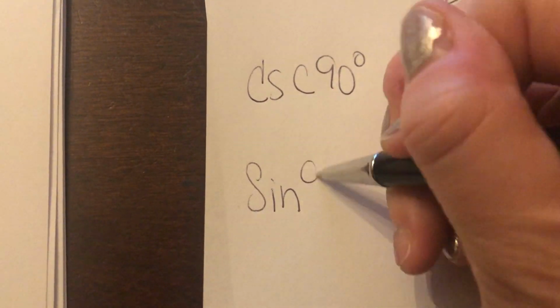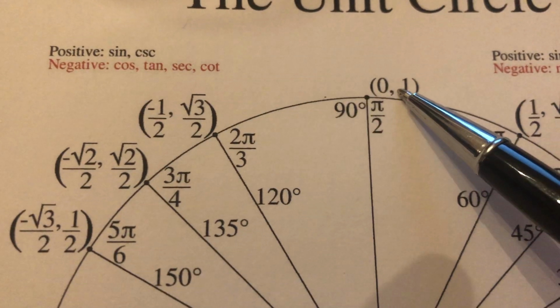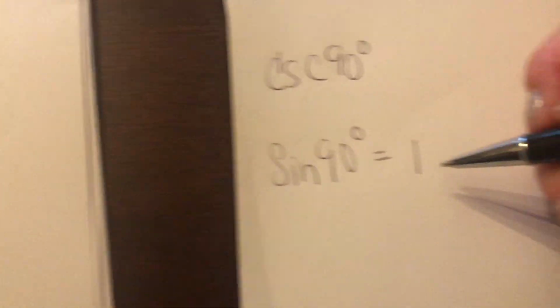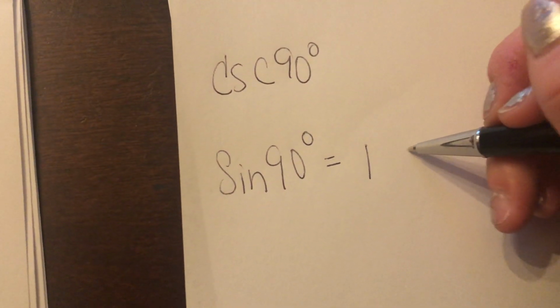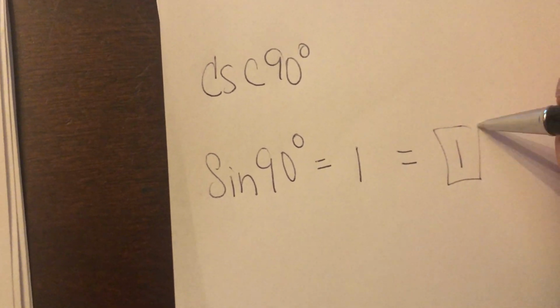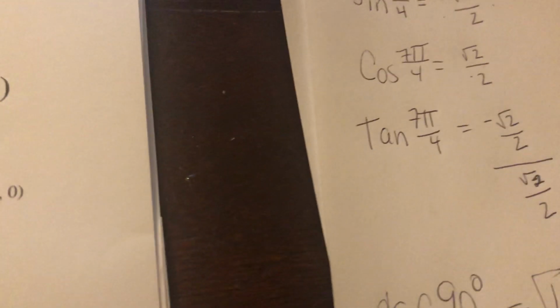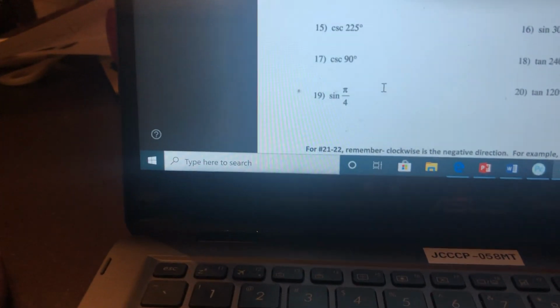My sine of 90 degrees is what? Well, if I'm at 90 degrees, my sine is 1, right? Because that's your y. So, what is my reciprocal? What is my cosecant? 1. So your cosecant of 90 degrees is also 1. Let's see. I feel like the rest is pretty much self-explanatory.